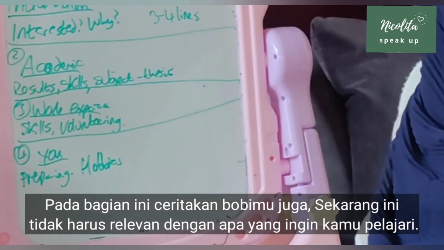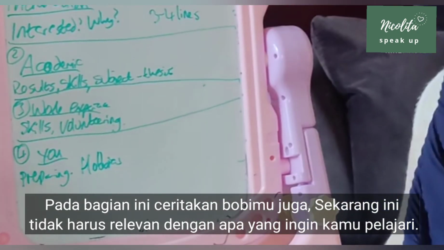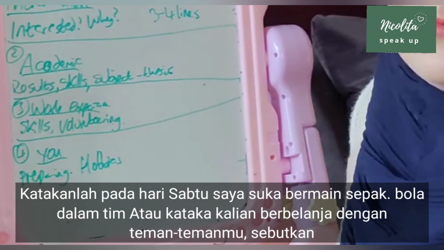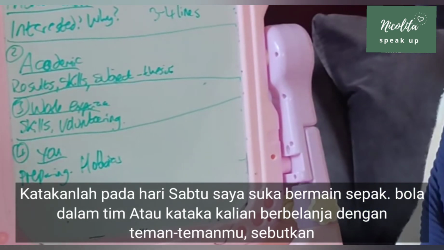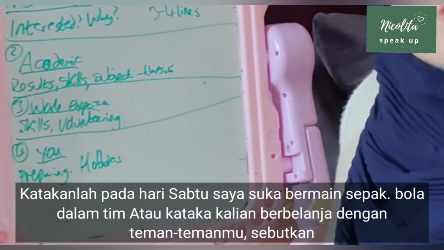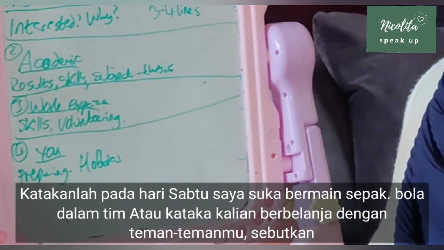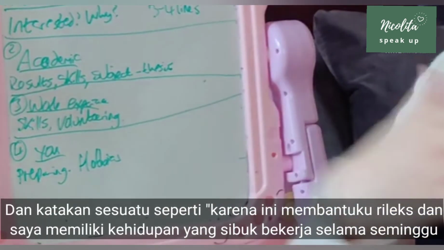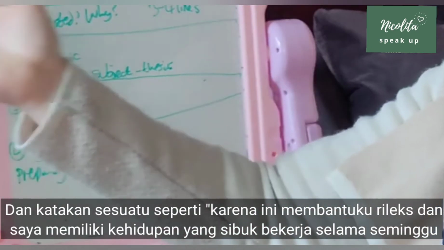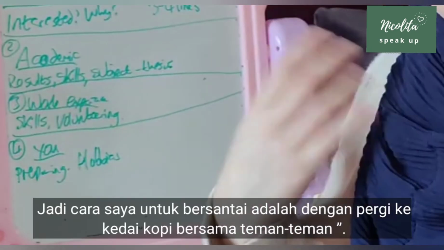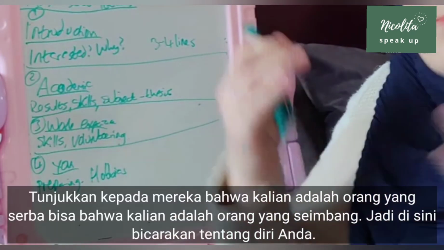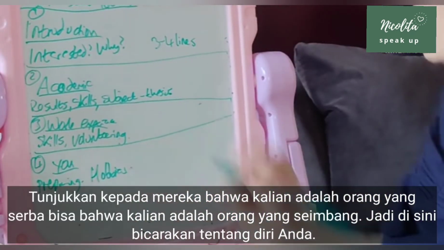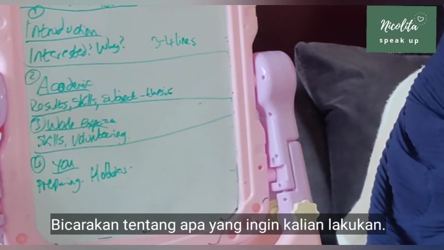In this section, you also want to talk about your hobbies. Now, this does not have to be relevant to what you want to study. Say, on Saturdays, I like to play football in a team with my friends. Even if you like to go to a coffee shop or go shopping with your friends, mention it. And you might want to explain it, like, because this helps me relax, I have such a busy life and I work all week, so my way to relax is to go to the coffee shop with my friends. That shows you are an all-round person, a balanced person. So here, talk about yourself. Talk about what you like to do.